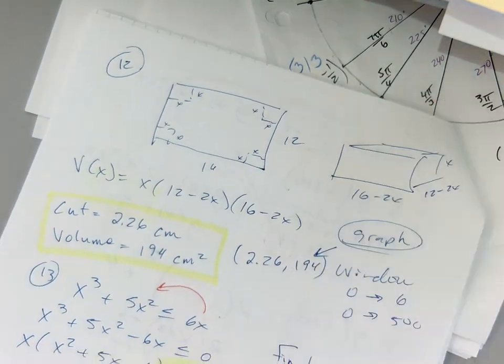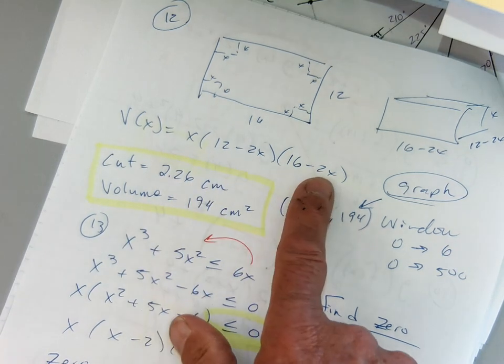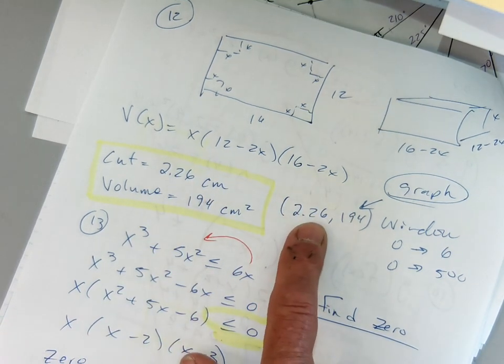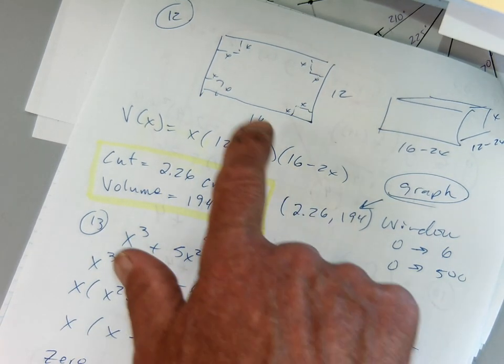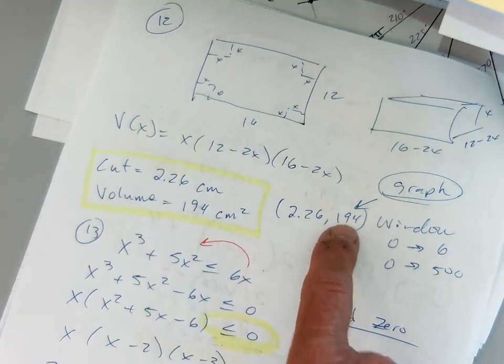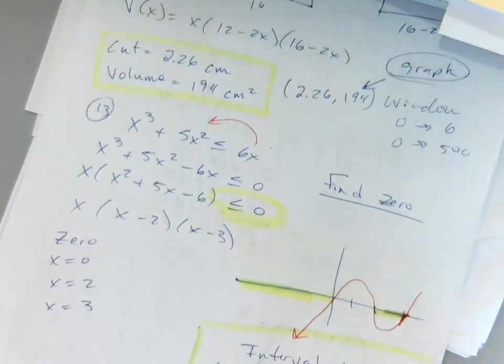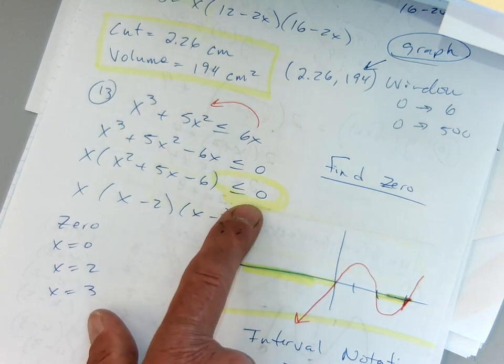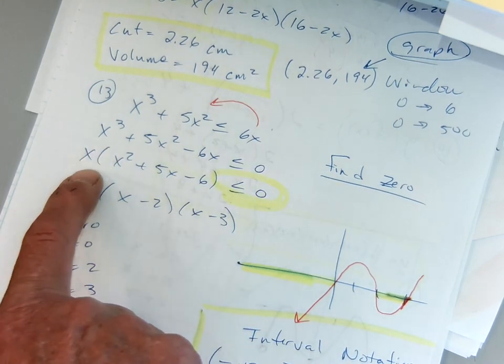12, we did the box before. There's my box. I graphed it. When I graphed it, I got a point at 2.26, which is the cut, and then the y value is the volume, okay? 13, I brought it over, and I wanted to factor a common factor out, an x.